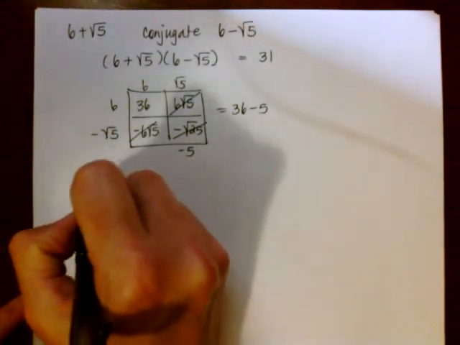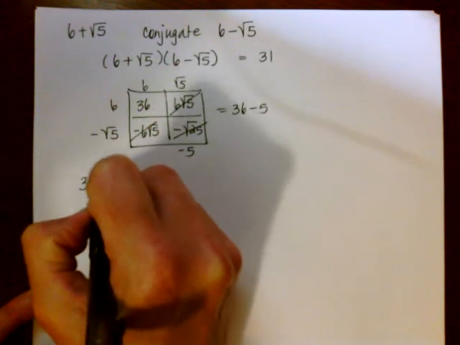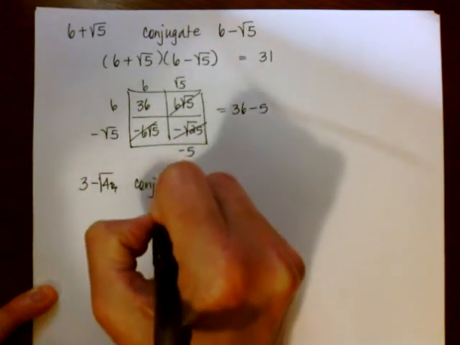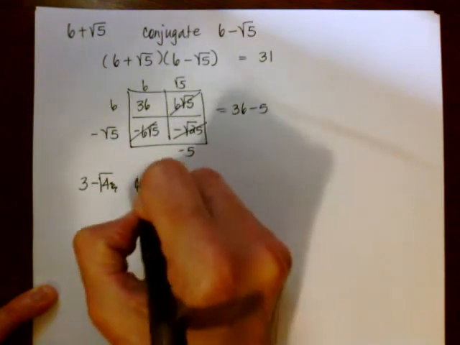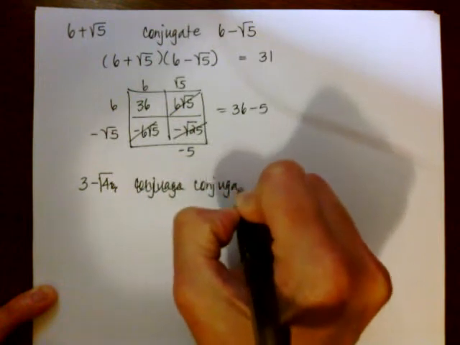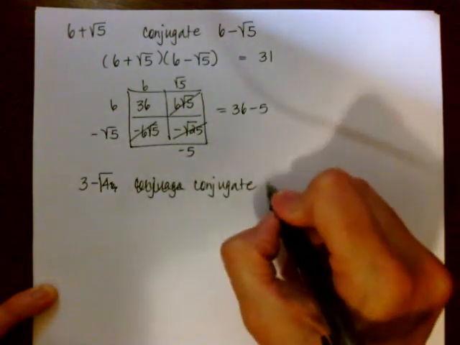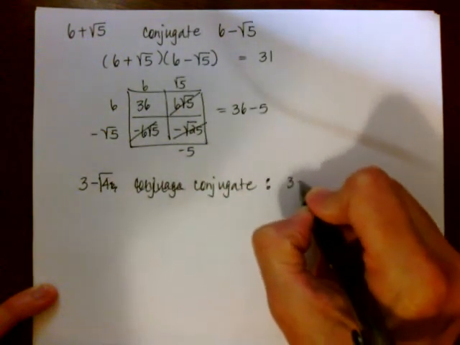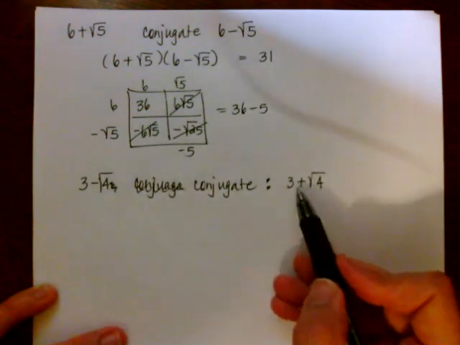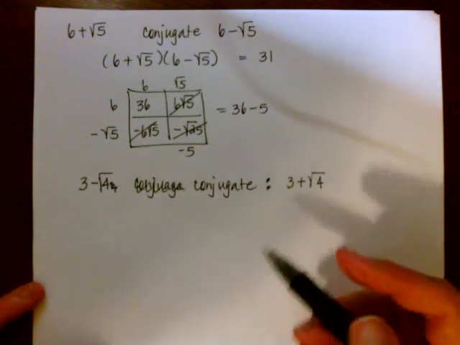So what if I had 3 minus radical 4, and I can't spell, try that again, conjugate, the conjugate would be 3 plus radical 4. So notice that the two signs are always the exact opposite.